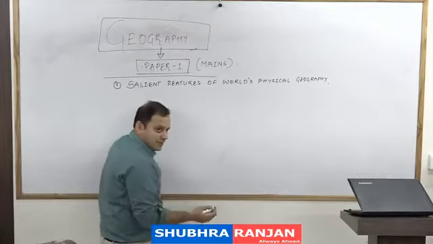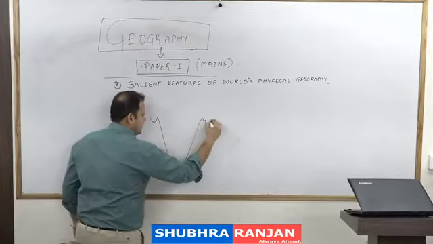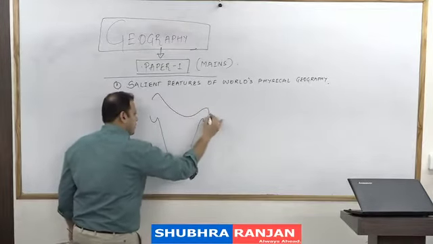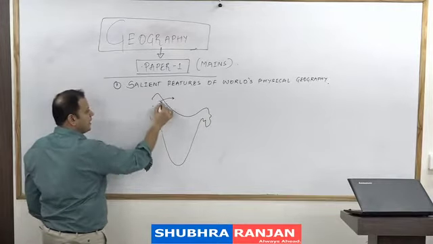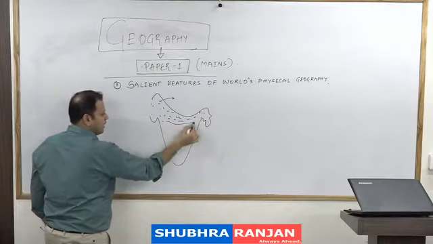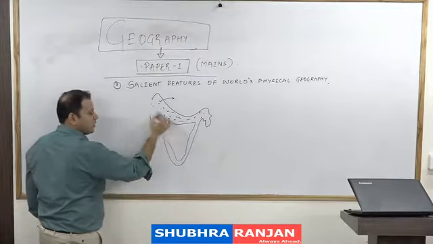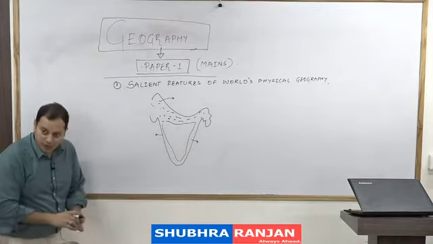Now when we consider this part of India, if we consider the salient features of the world's physical geography, what is there in India? There are the Himalayas. After that we stay in an area known as the Great Plains of India. After that we have a land mass known as the Peninsular Plateau. After that we have the land masses known as the coastal plains.